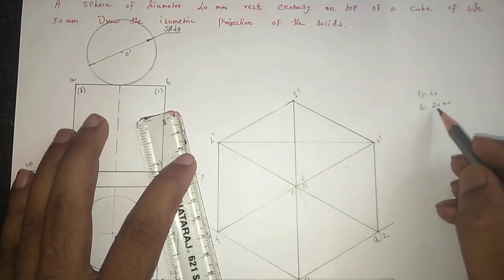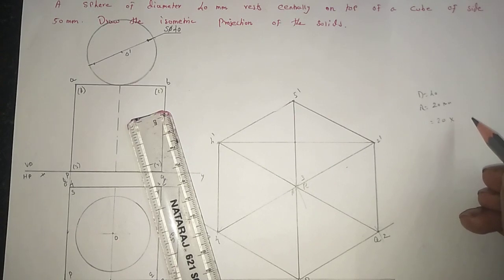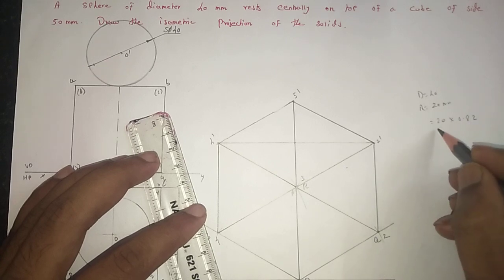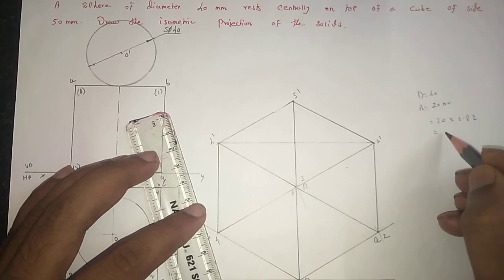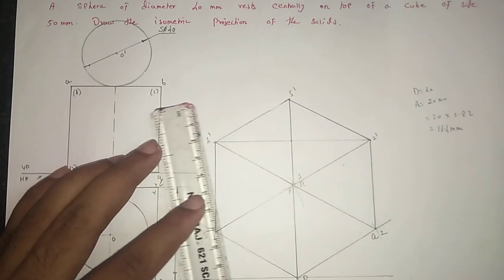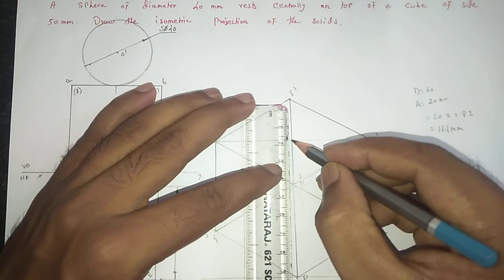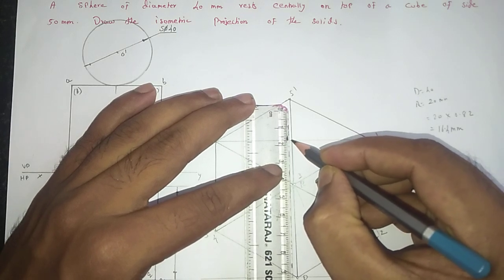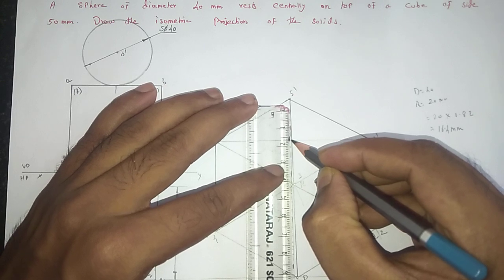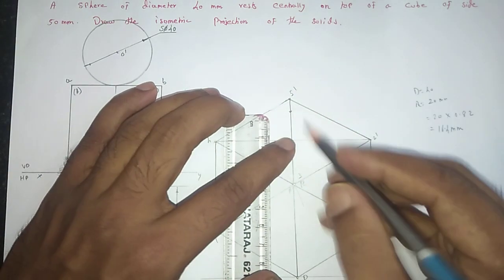So we need to multiply the radius 20 mm with the isometric scale 0.817. So round off this value, 0.82. When we multiply this value, we get the isometric scale value is 16.4 mm. So in our scale, we take 16.4 mm value from the center. 16.4 approximately comes here. So this is a point. So I mark the point for the center of the sphere.